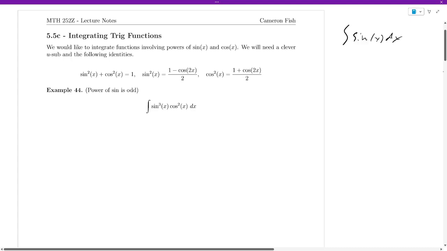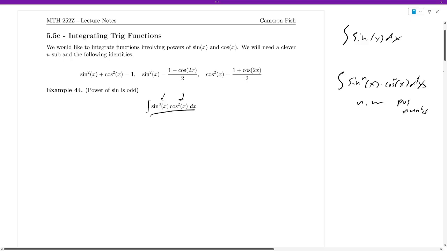Basically, the main template integral that we're thinking about is one like this, where it's an integral with sine to some power and cosine to some power. So I could write this as sine to the n of x times cosine to the m of x. That just stands in for any integral of that format, sine to the something, cosine to the something, where n and m are positive numbers.